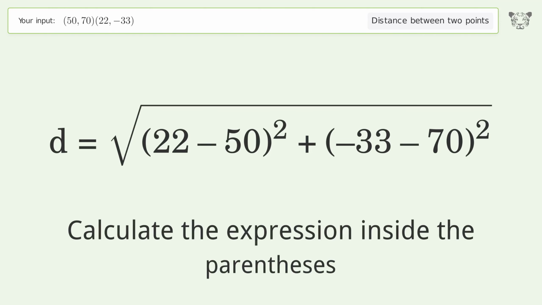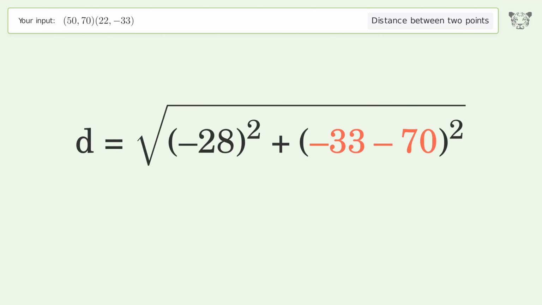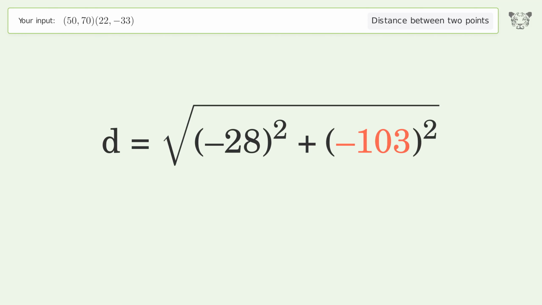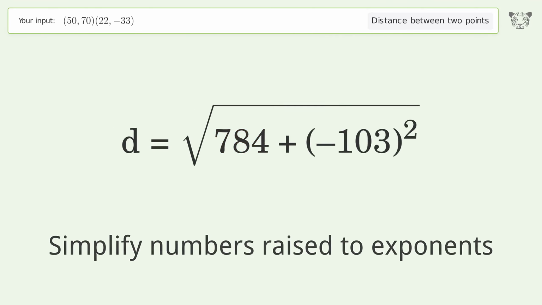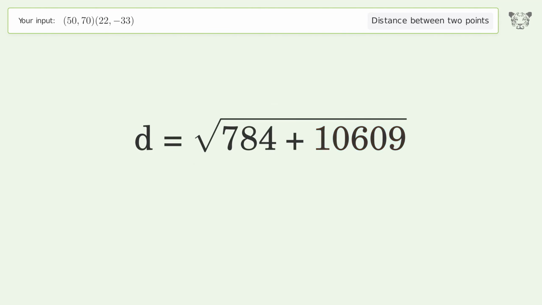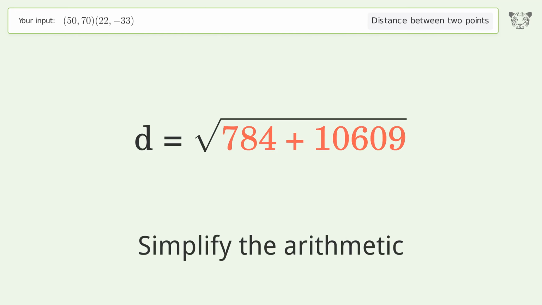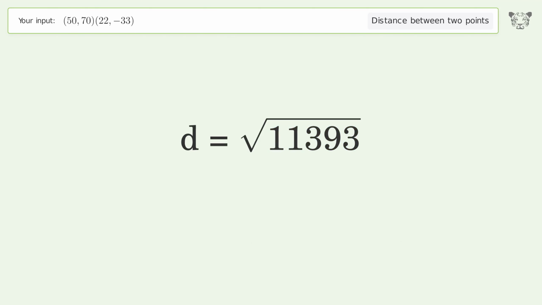Calculate the expression inside the parentheses. Simplify numbers raised to exponents. Simplify the arithmetic. And so the distance between the 2 points is the square root of 11,393, or 106.738.